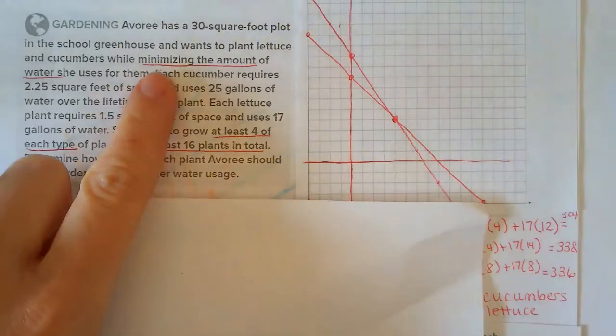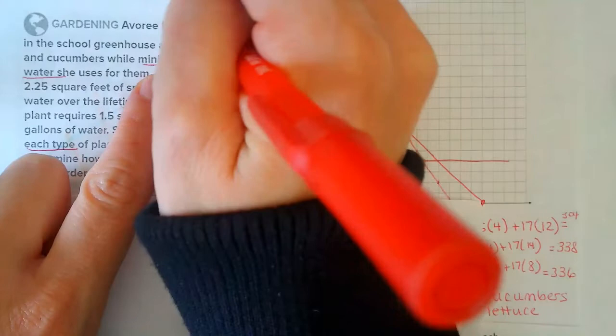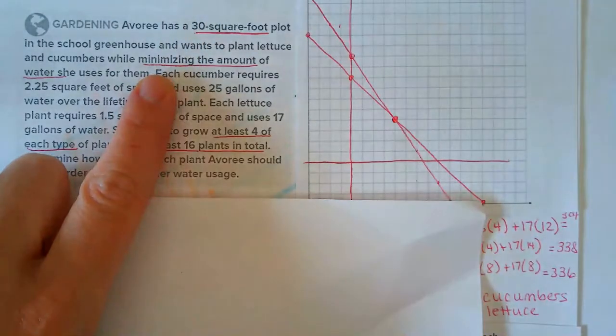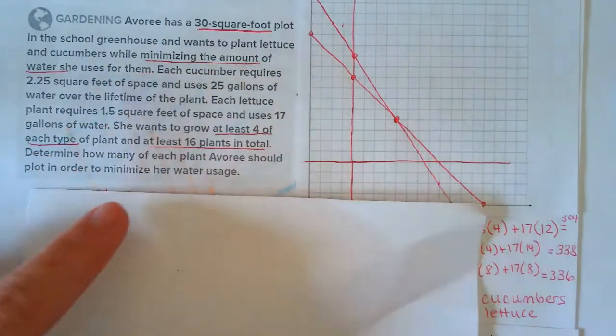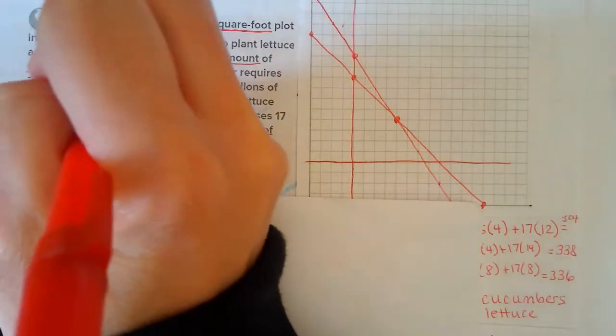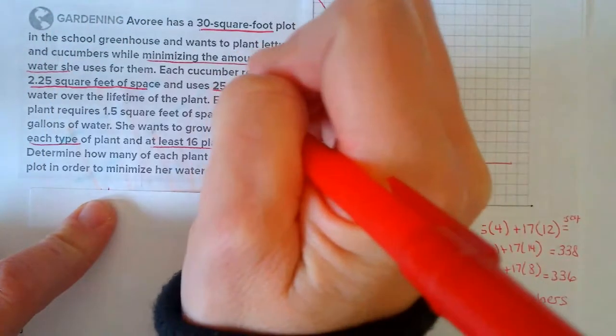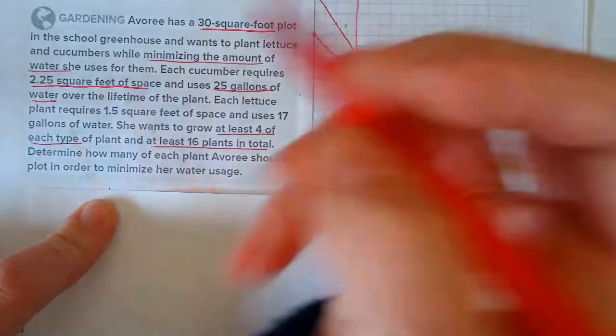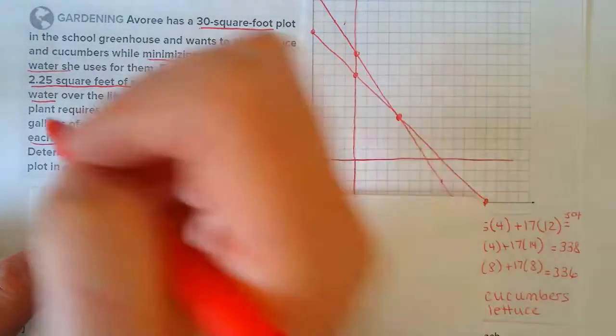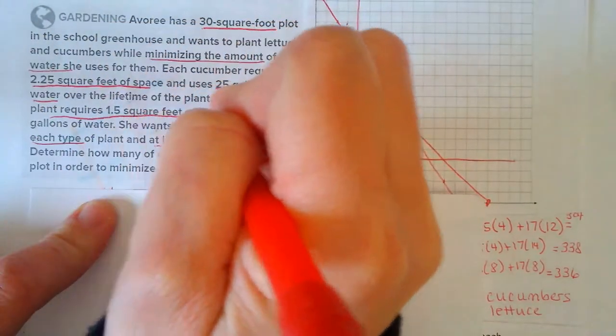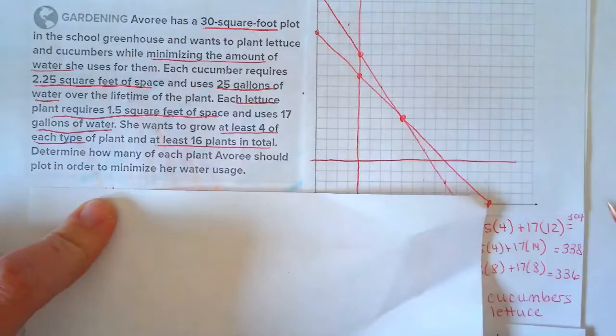So we're going to minimize the amount, so that's important. Also, I underlined some other important information. We've got a 30 square foot plot. Each cucumber is utilizing this much of space with that much water. I also see that each lettuce is required to have this much space and then this much water.